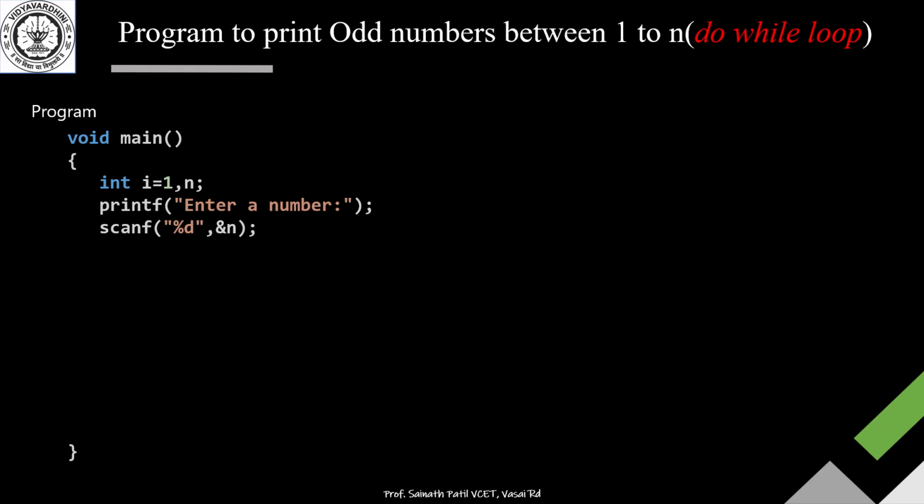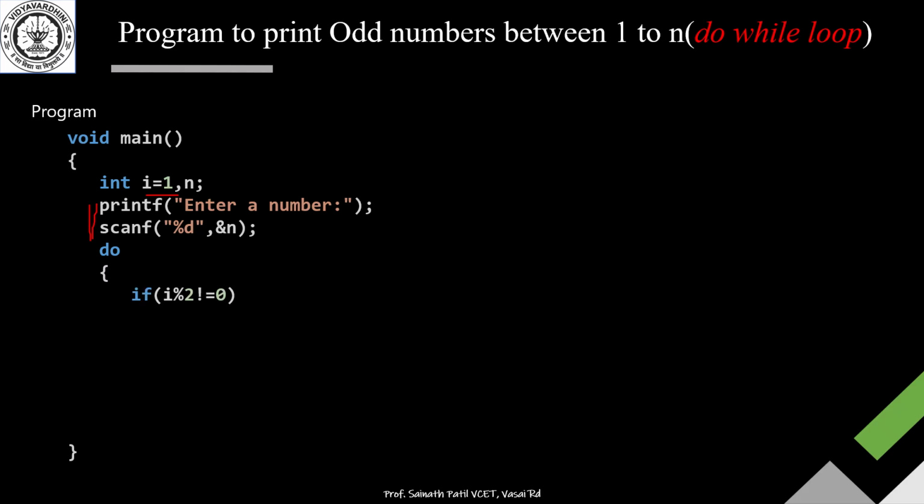Let's look at the program to print odd numbers between 1 and n. That means from the keyboard we enter a number n, and from 1 to n we display only odd numbers. So here is the program. I declare int i and n. I initialize i to 1, for controlling the loop execution. Using printf and scanf, we enter the value of n, up to which we want to display odd numbers.